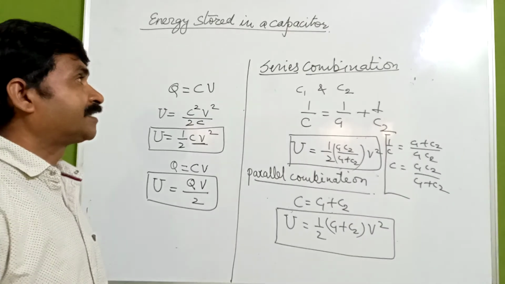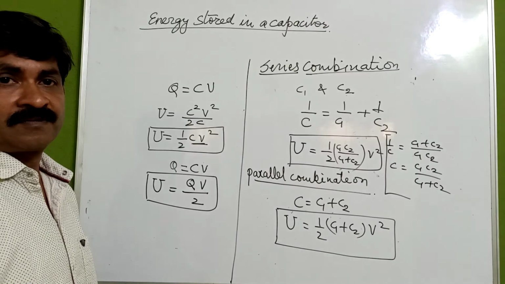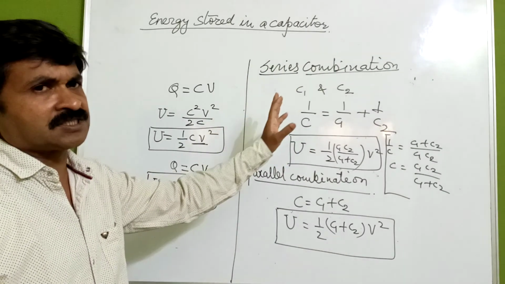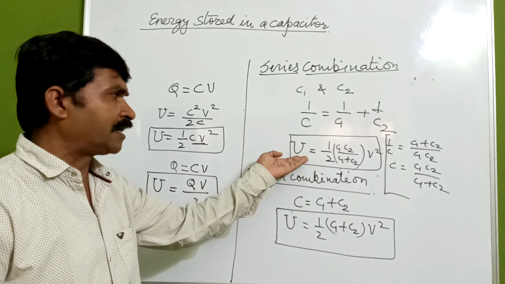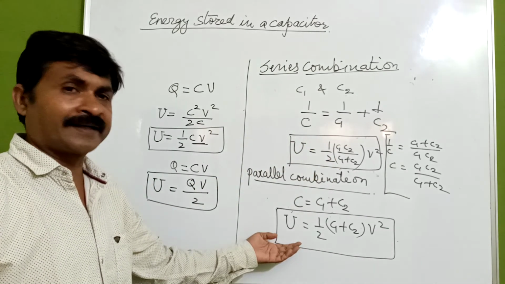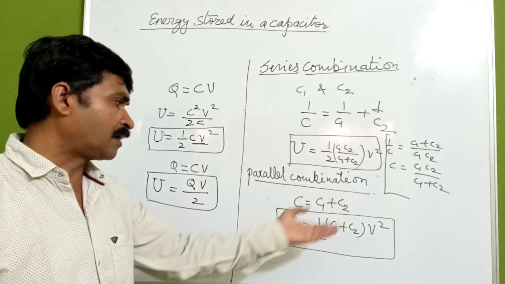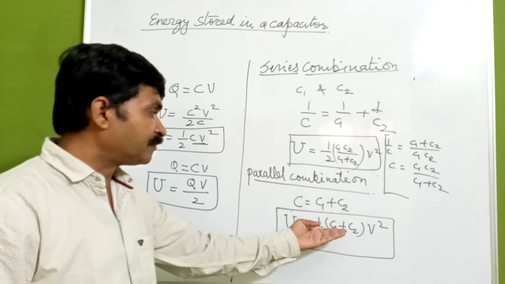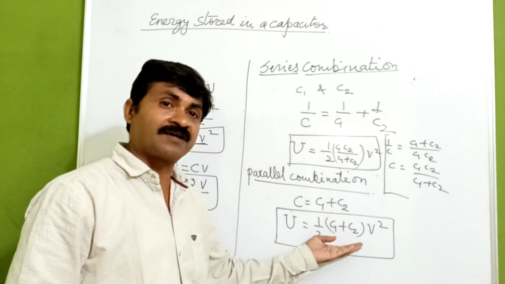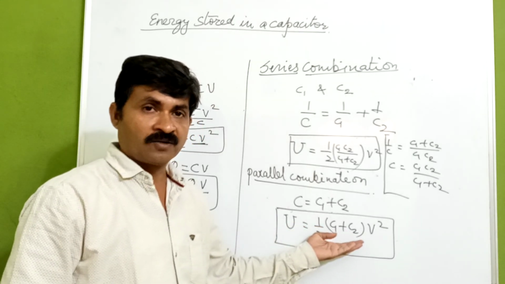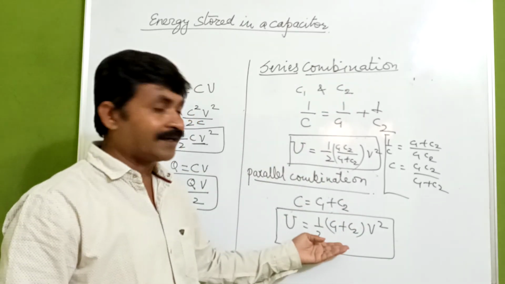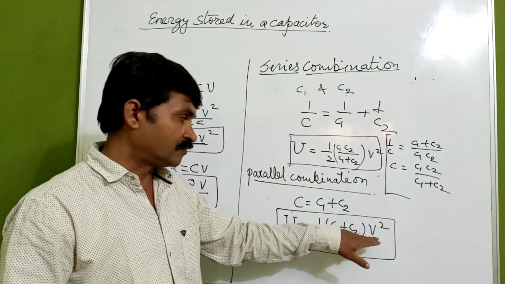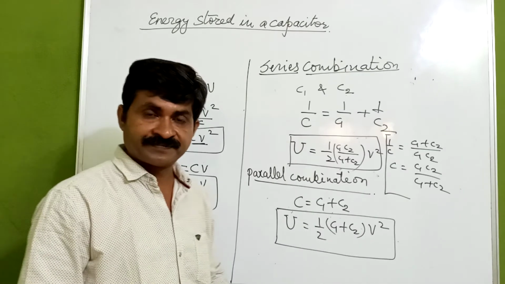So when we connect n number of capacitances in series, you will get the energy accordingly. If you connect n number of capacitances in parallel, you get the energy accordingly. We have used only two. We have connected two capacitances only. Okay. So here we have got the relationship of capacitance with electric potential and energy.